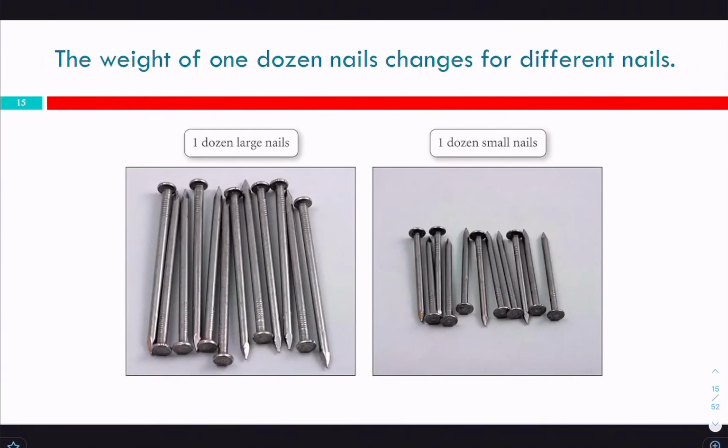And so just like with atoms, the mass of nails is going to be different for large nails versus small nails. 1 dozen large nails, well, let me ask the question. You think 1 dozen large nails is going to weigh more than 1 dozen small nails? So if we have 1 mole of a heavier atom, it's going to weigh more than 1 mole of a lighter atom.